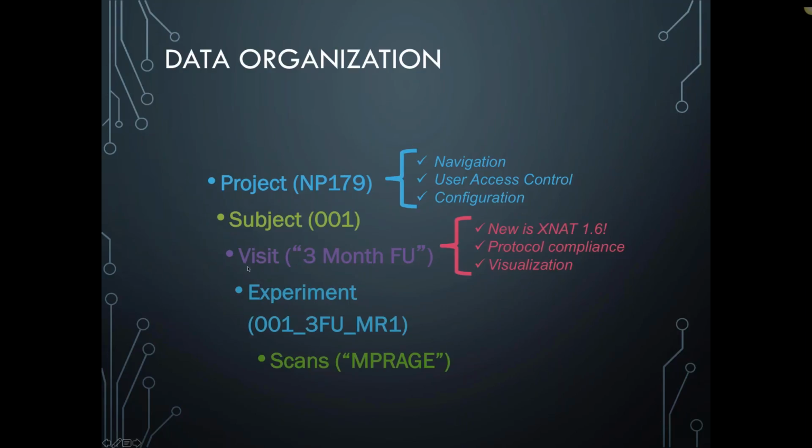And within a visit, you can have different kinds of experiments. So maybe they come in for a baseline and they get an MRI and a PET exam, as well as some kind of clinical workup. Each of those kinds of things would be considered an experiment. And then within imaging experiments, you can have one or more scans. So in an MRI, for example, you might get a T1 weighted MPRAGE, but you can have multiple scans. You might have a dozen different individual scans acquired within a single imaging session.